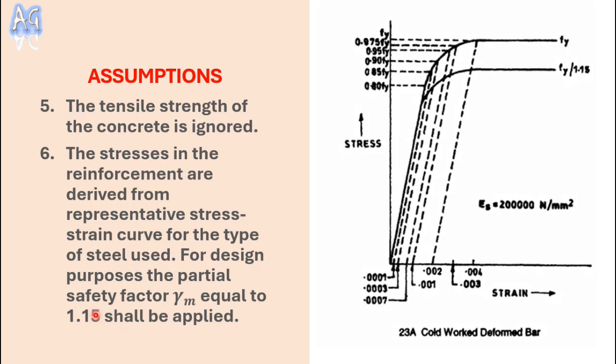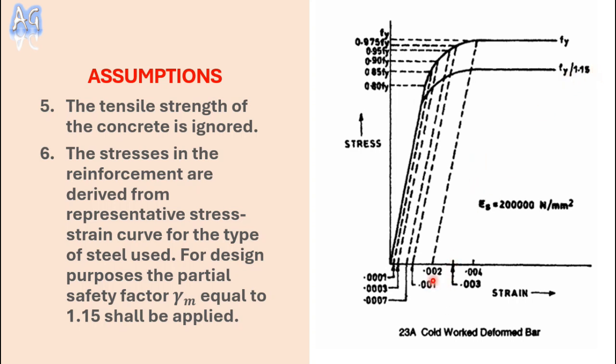If we look into the stress-strain diagram of a cold worked deformed bar, we will see that the stress-strain relation is linear up to 0.8 fy. After that it becomes parabolic, and after a certain value it becomes constant. Up to 0.8 fy, in this portion, the stress is proportional to strain. It means if you know the strain value you can easily calculate the stress value. But beyond this stress limit, the stress-strain diagram will not be linear, it will be curved in nature. And here we are using a factor of safety of 1.15, so it will be 0.87 fy.